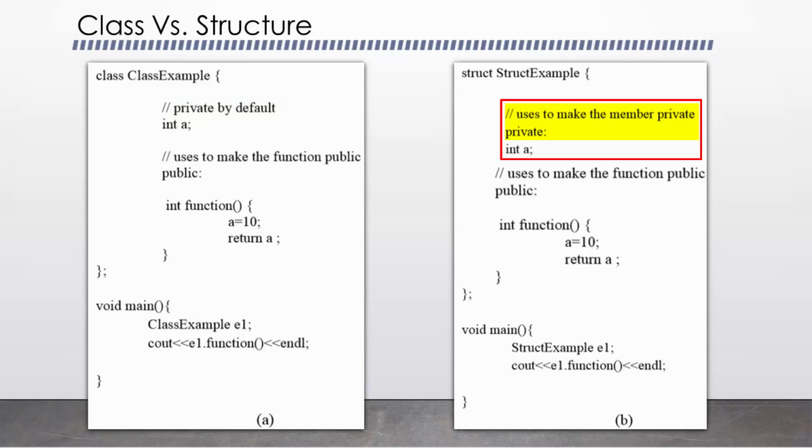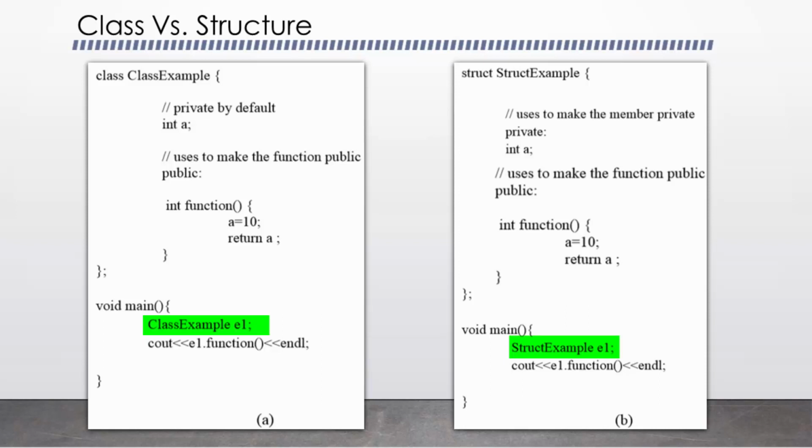That means if you do not declare the access modifiers of variables or functions within a class, they will be private by default, and within a structure, they will be public by default. Both structures and classes can be used to create instances.